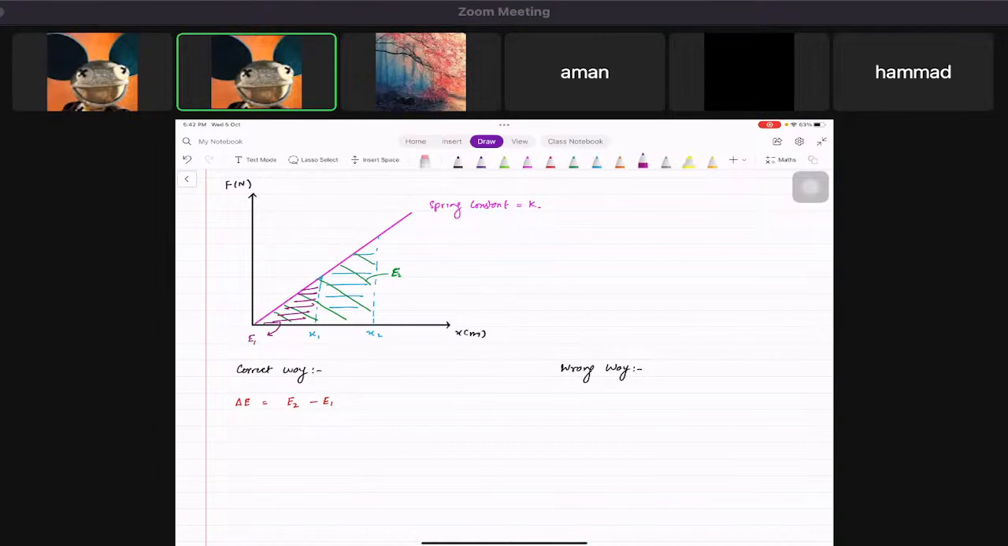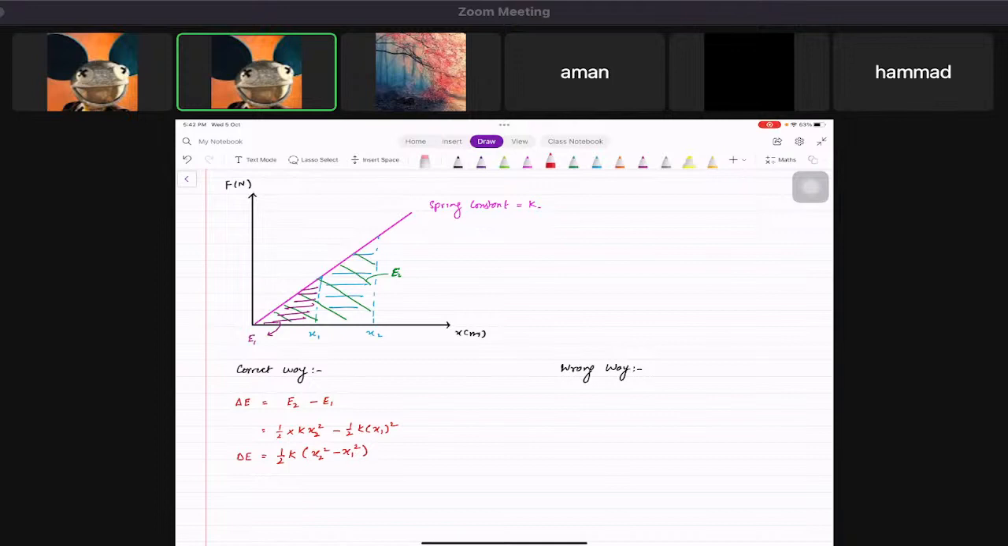So what you're going to do is say this would be half times k x2 whole square minus half times k x1 whole square. By doing this, when you take half and k common, you get x2 whole square minus x1 whole square, and that would give you the change in energy.